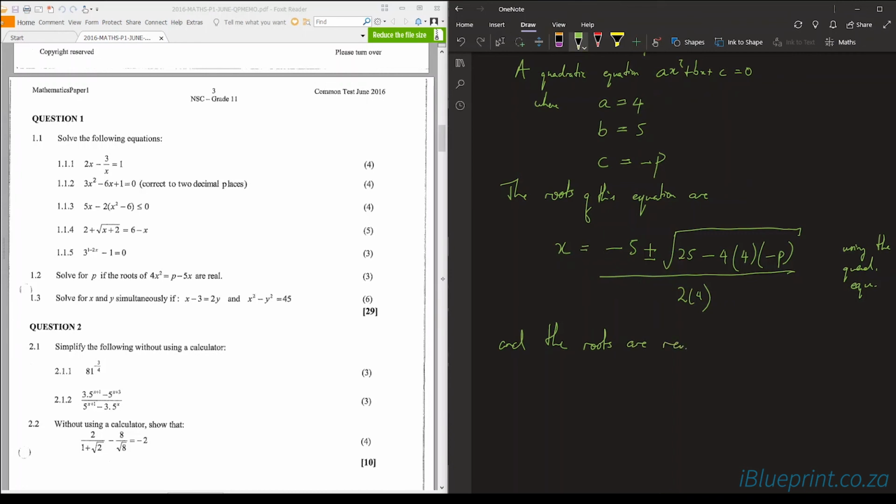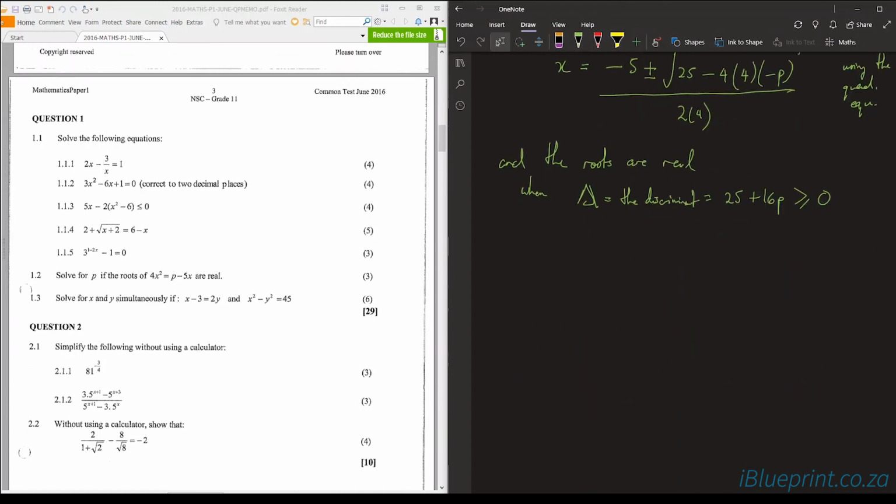When are the roots of an equation real? When the discriminant, also known as delta, the part under the square root, is greater than or equal to 0. So the roots are real when delta, the discriminant, which is equal to 25 plus 16p, is greater than or equal to 0.